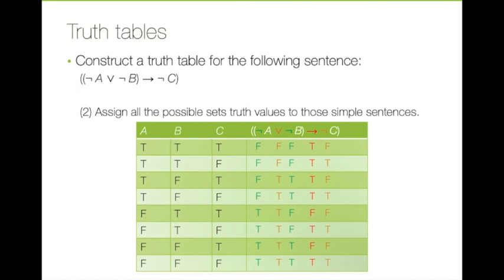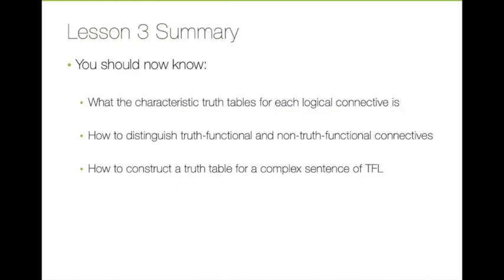At this point, our truth table is now done. The truth values in red under our main connective tell us the truth value of the complex sentence we are interested in on each possible valuation. And we've generated that truth value building up from the truth values of the parts and our characteristic truth tables that define our logical connectives. And that wraps up Lesson 3.